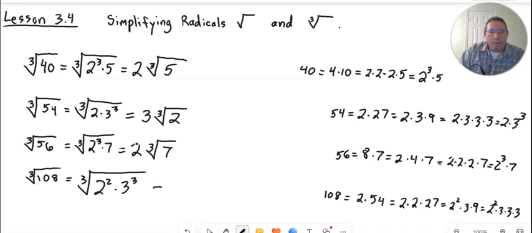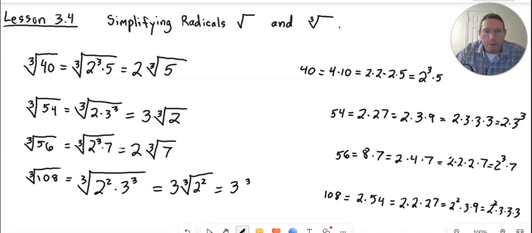Okay? Now the 2 squared cannot come out of the radical because there's only 2 of them. There's not 3. We only have 2 2's. So those two 2's have to stay underneath. But we can cancel the cube on the 3. So we wind up with 3 times the cube root of 2 squared. Now 2 squared is the same thing as 2 times 2. That's 4. So our final answer is 3 cube root of 4.